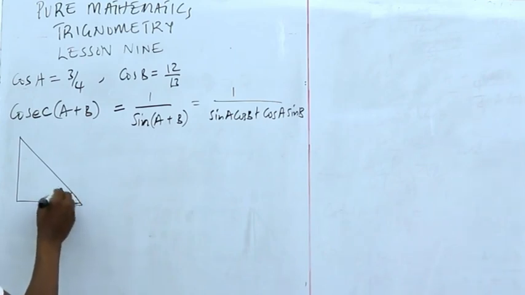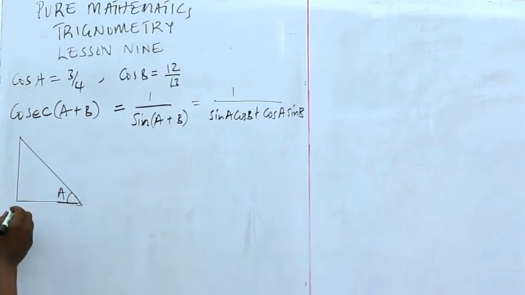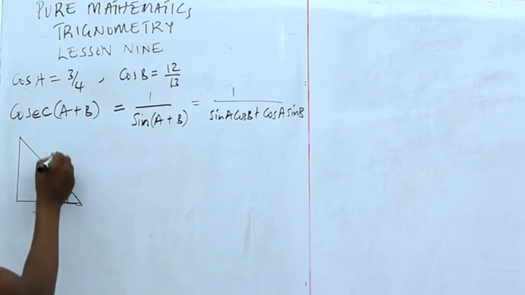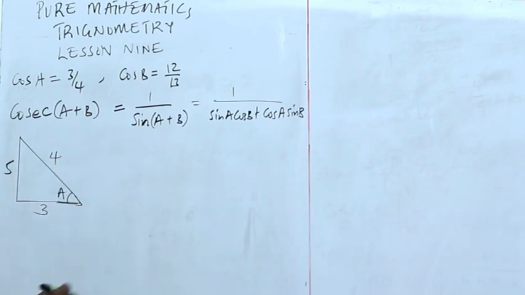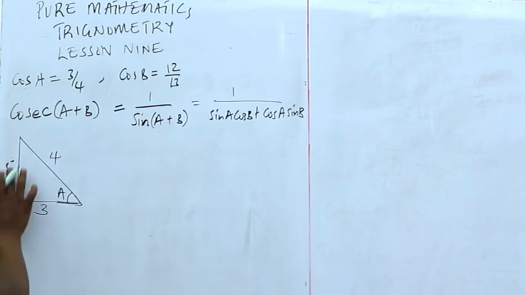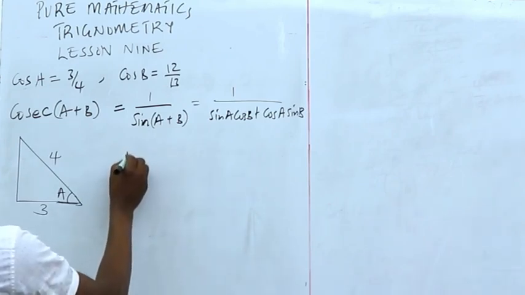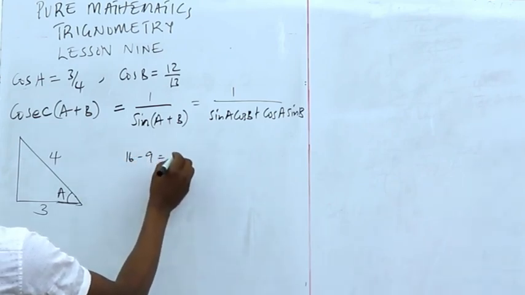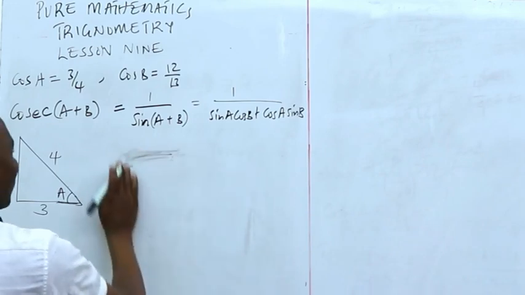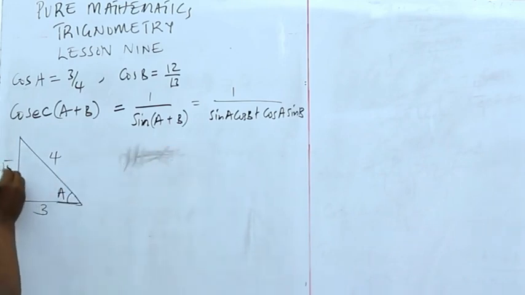If that is our angle A, cos is 3, this is 4. We've discovered that that is a 5. No. It is 16 minus 9. We have 16 minus 9 giving you a 5. So this is root 5, not 5. This is root 5. We have a squared plus b squared is equal to c squared.